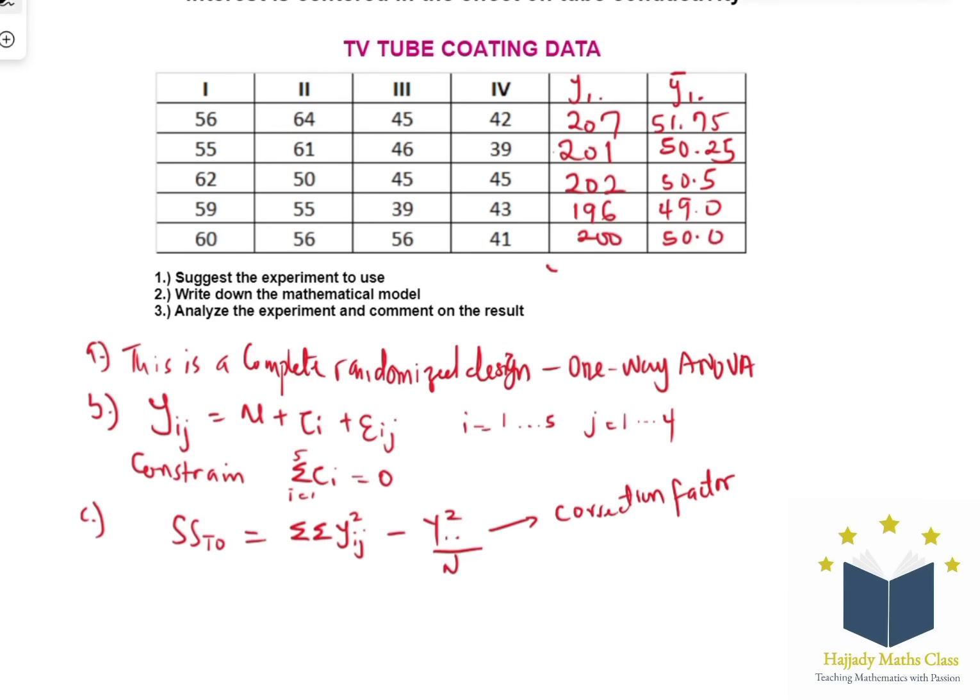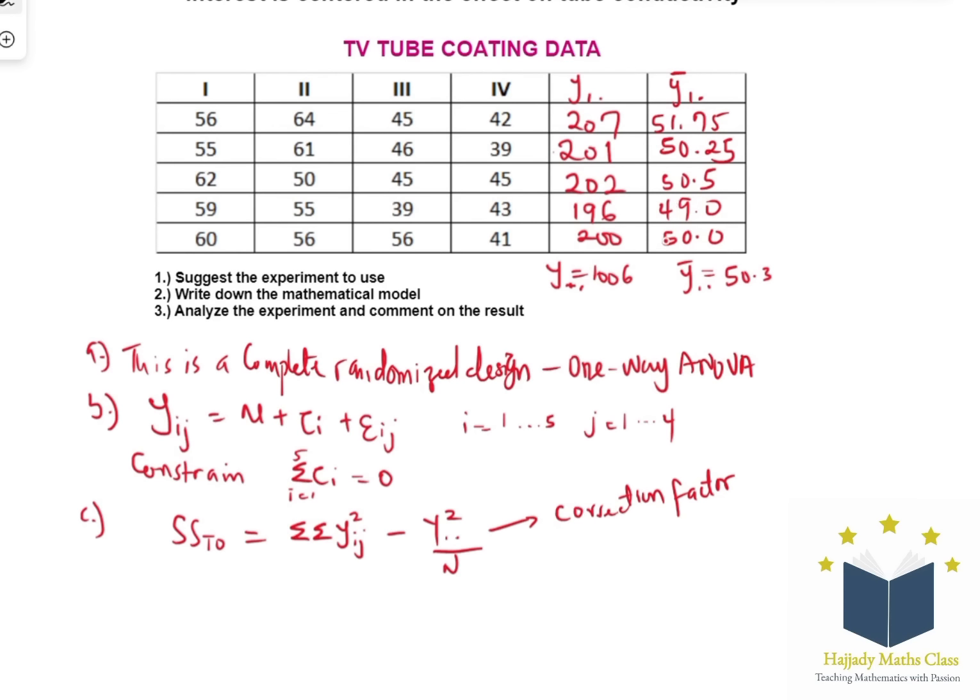So y dot dot, which is the grand total here, summing this column together, I'm going to have 1006. And the grand mean, which is y dot dot bar, is going to give me 50.3. That is calculating the average of this column.